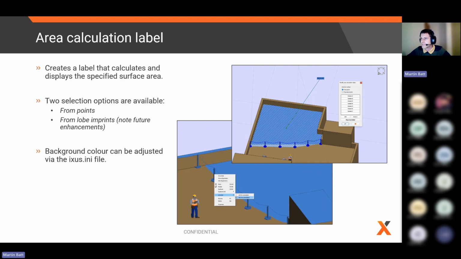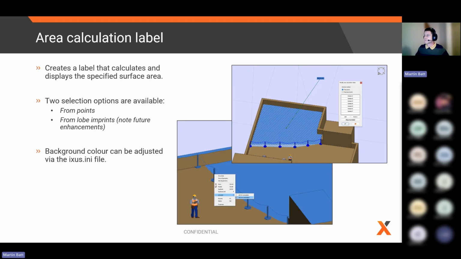So our next feature is the area calculation label. This allows you to create a surface in the modeler with a bunch of points, and it will then calculate the surface area of that as a label.